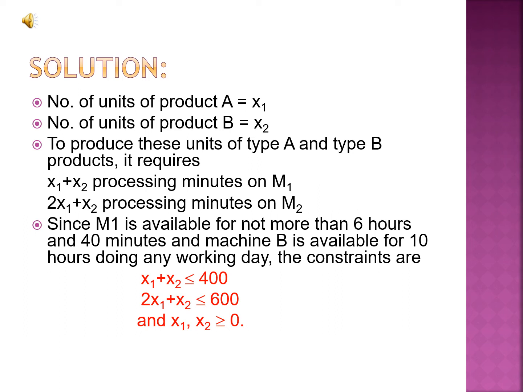M1 is available for not more than 6 hours and 40 minutes. Now we convert this hour to minutes. We have 400 minutes. That is, 6 hours and 40 minutes converted to 400 minutes. And machine B is available for 10 hours, therefore 600 minutes. Therefore the constraints are x1 plus x2 less than or equal to 400, and then 2x1 plus x2 less than or equal to 600. Then the variables have a non-negativity constraint, that is x1, x2 greater than or equal to 0.